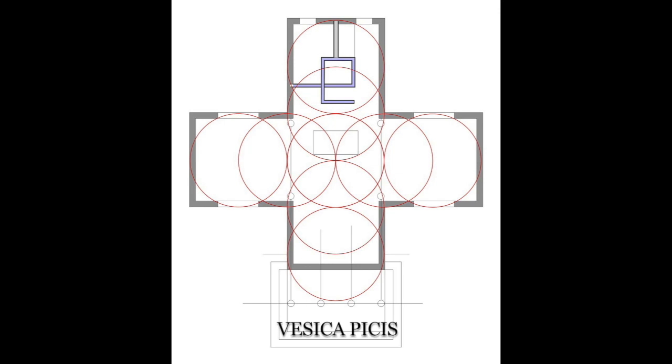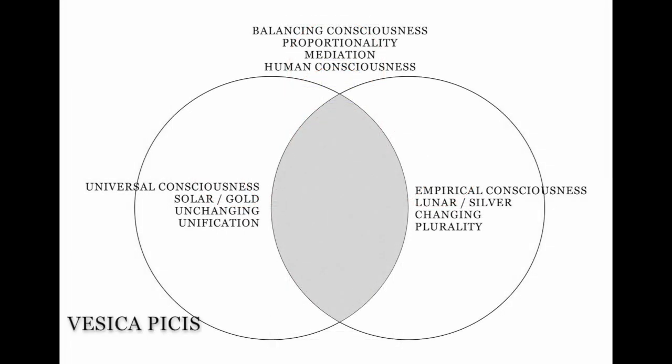The floor plan is based on the Vesica Pisces pattern. The Vesica Pisces is interlocking equal-sized circles intersecting each other at the center points, radiating balance within the space. One side of the pattern represents universal consciousness, solar, gold, unchanging, unification, while the other side of the pattern represents empirical consciousness, lunar, silver, changing, plurality. The result of the pattern promotes balancing consciousness, proportionality, mediation, human consciousness.